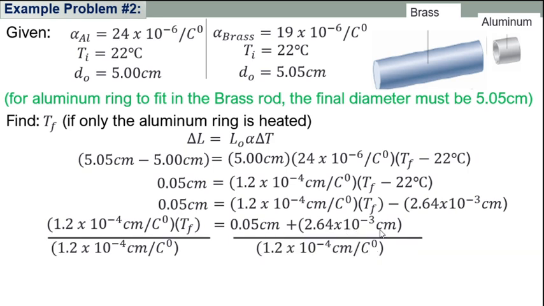And divide both sides by 1.2 times 10 raised to negative 4 centimeter per Celsius degree, and we will have the final answer for T sub F as 438.67 degrees Celsius. So this is the final temperature if the aluminum ring is heated until it reaches the diameter of 5.05 centimeter and will now fit in the brass rod.